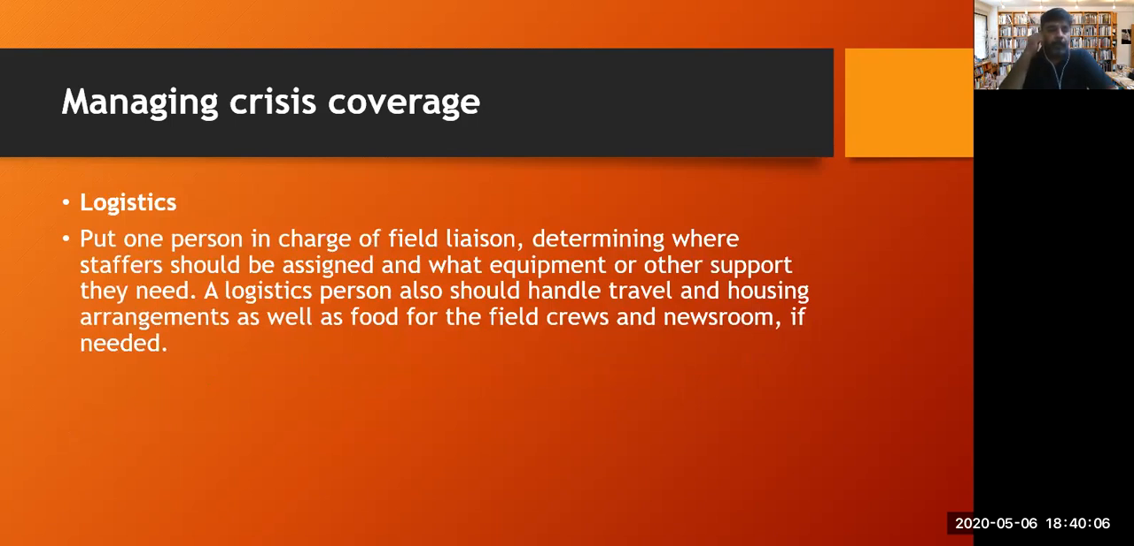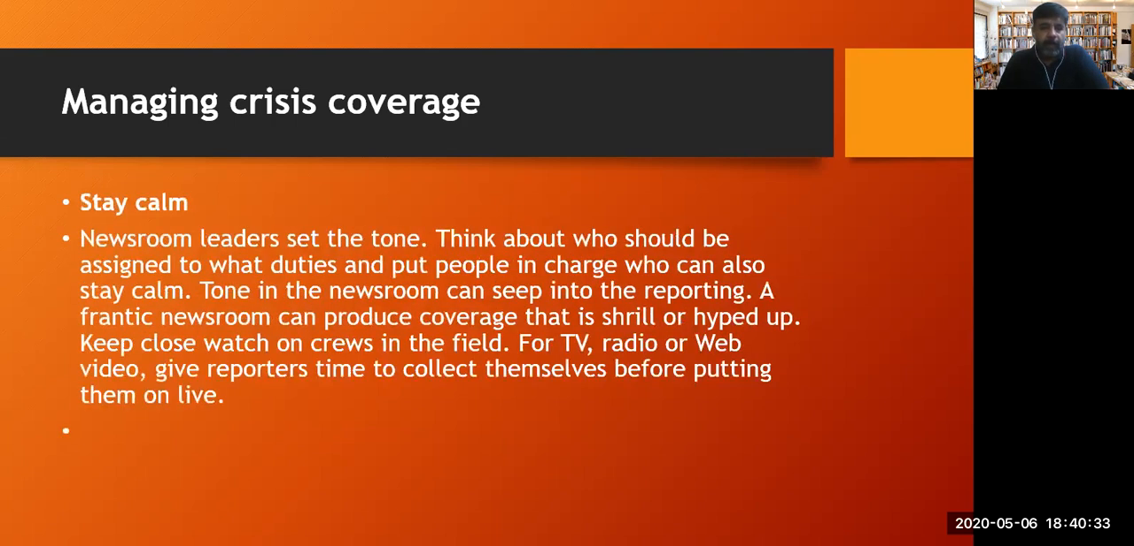Logistics is very important. Obviously, every news channel or newspaper has its logistics department. But you need extra logistics during a disaster. So put a person in charge of field liaison, determining where staff should be assigned and what equipment or other support they need, probably medical supplies or food supplies. The logistics person should also handle travel and housing arrangements for the reporters, cameramen, or producers in the field.